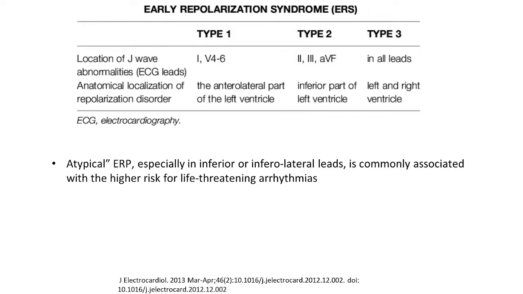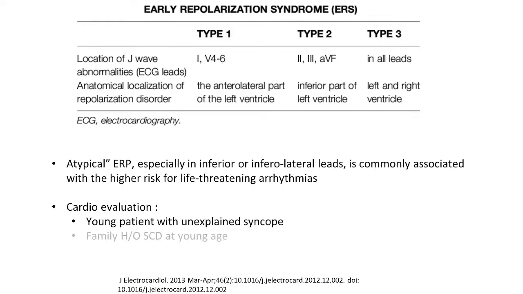So which patients should we evaluate? If it is a young patient with unexplained syncope and no other symptoms, or if the patient has any family history of sudden cardiac death at a young age, someone in the family who died young, or if the patient's family has a similar ECG pattern. So not all ERS syndrome needs to be evaluated. Only these 3 patients you have to keep in mind: unexplained syncope, family history of sudden death at a young age, or a similar ECG pattern.